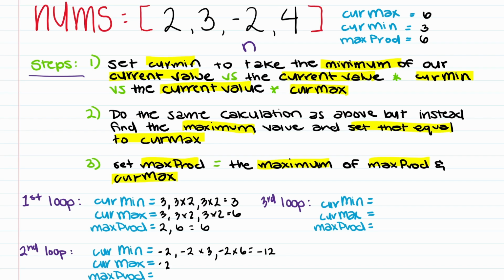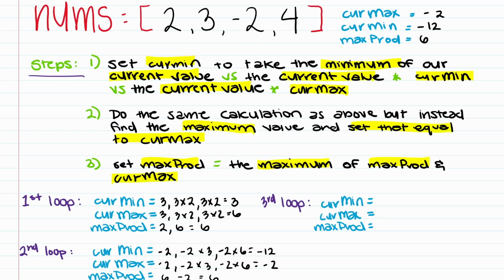Same thing as above, but we're just going to find the max. So take all of those values just like we did before, but the max instead is going to be -2. And so we can change these values. Oh wait, we also make sure that we take that old maximum value, which was 6, versus -2. And of course, 6 is bigger, so our max prod still stays as 6. Those 2 values: our minimum value is going to be -12, and our maximum value is going to be -2.